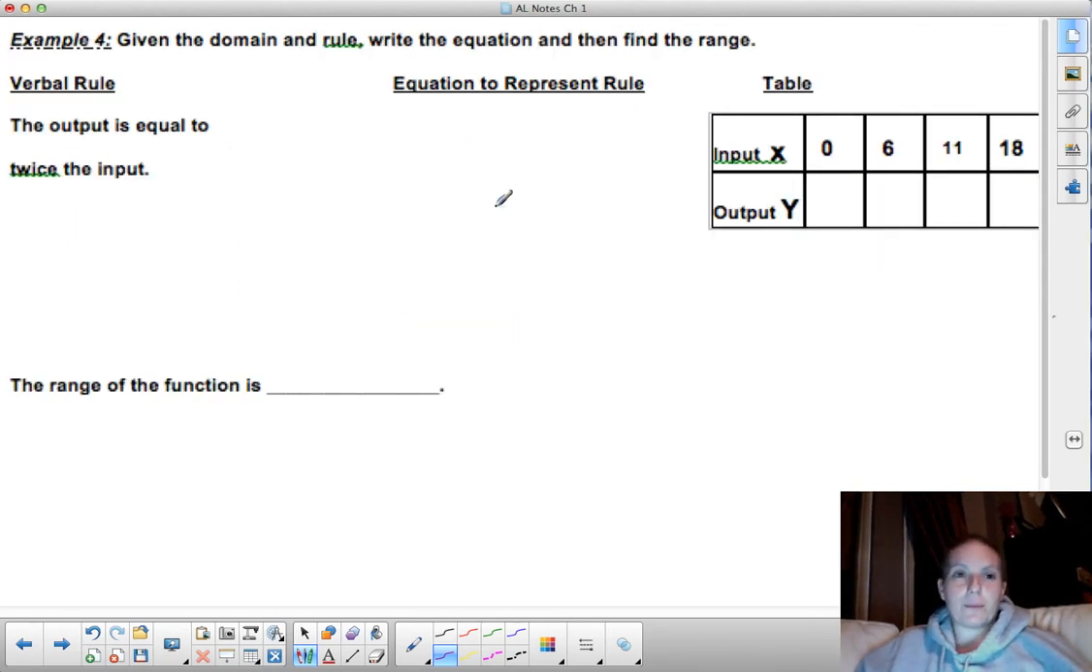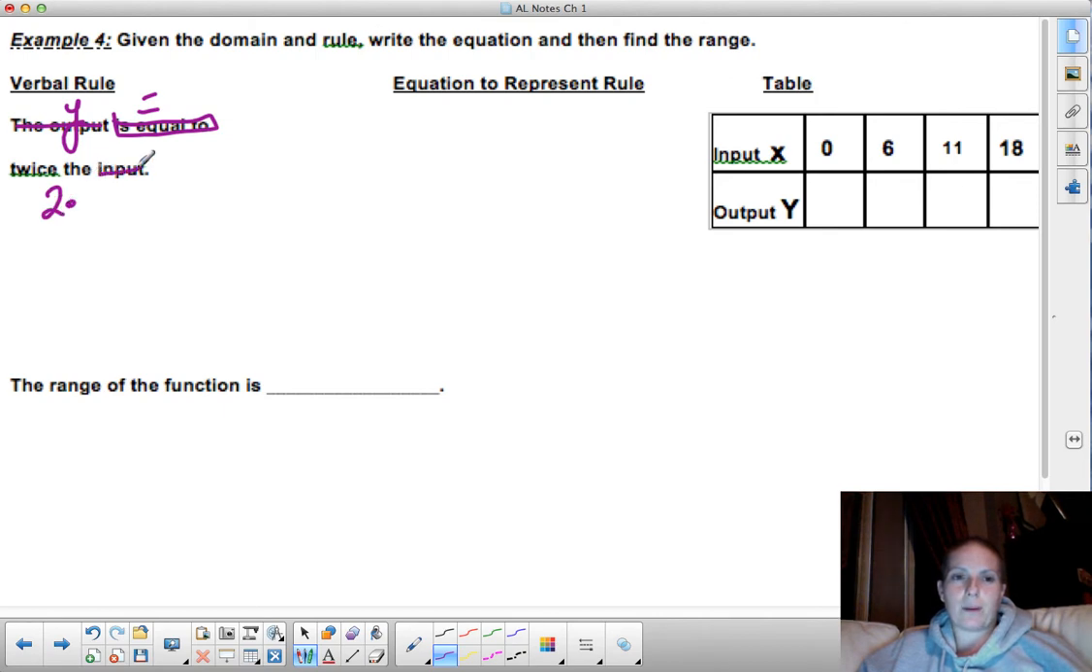Let's look at example 4. Given the domain and rule, now we have to write the equation and find the range. So they've given me a table of values. They've given me that verbal rule. The output, well, there's our y, is equal to twice the input. Twice, that means multiply by 2.